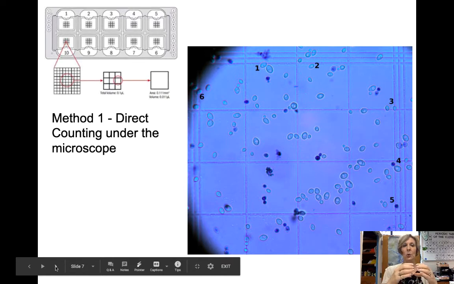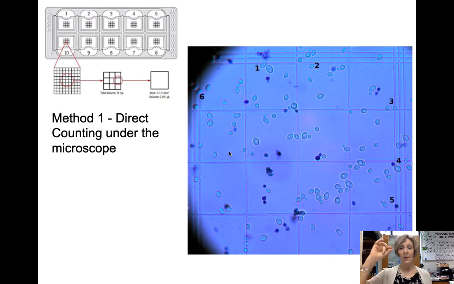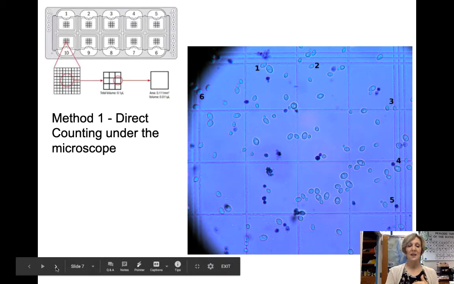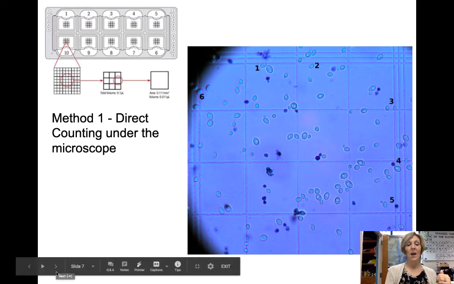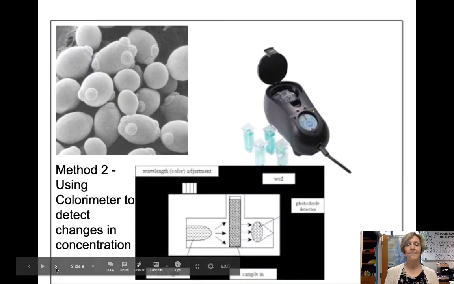We can use a microscope with these little microgrids that you can see under the microscope. We can take a sample of a certain volume and put it on the microscope, and then we can look and count how many yeast cells are in that particular grid. Then we can make an estimate based on how many grids we have, and based on the volume of the sample that we put onto our slide.